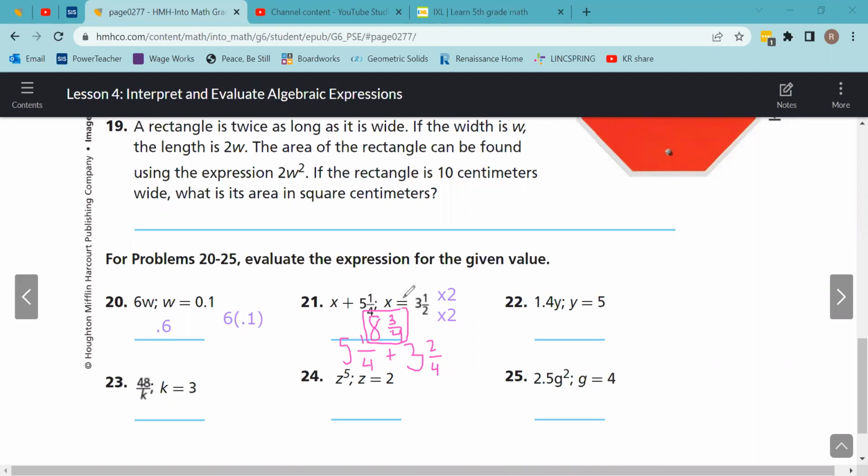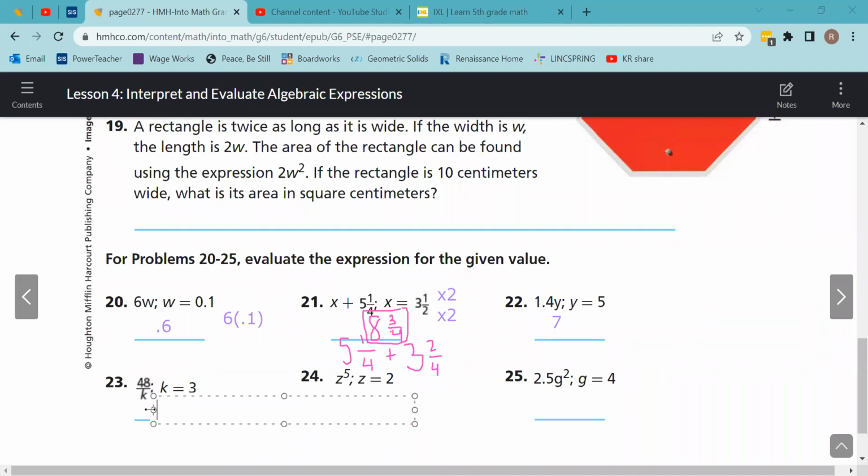Number 22, 1.4y indicates multiplying. So 1.4 times y, which is 5. 1 times 5 is 5. 0.4 is going to be more, so your answer should be higher than 5. Punch it in your calculator. We get a 7 there.